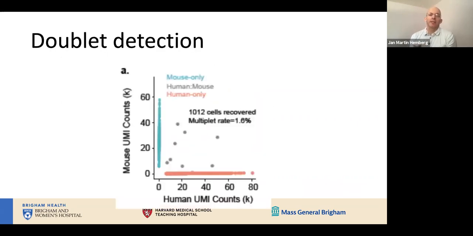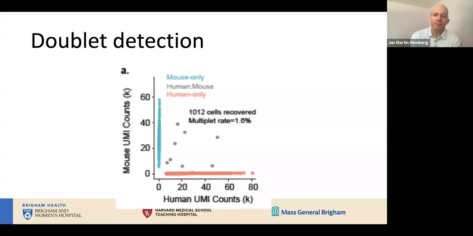The other problem that I was telling you about is doublet detection, and this is where these dual species experiments that I talked about earlier are very useful. When you do those types of experiments, you're hoping for this type of plot, which is shown here, known as a barnyard plot.